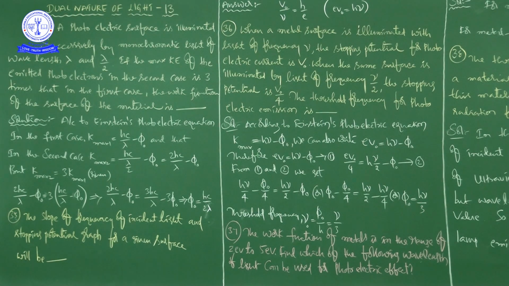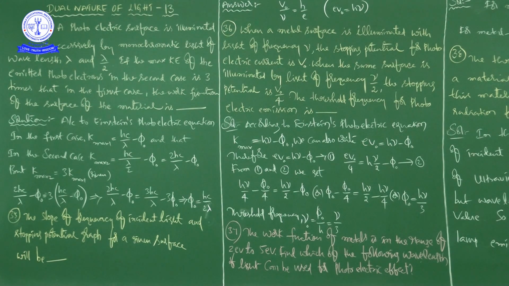So threshold frequency nu naught is equal to phi naught by h, that is equal to nu by 3. Nu naught is equal to nu by 3. Threshold frequency nu naught is equal to nu by 3. So this is what he is asking to find.